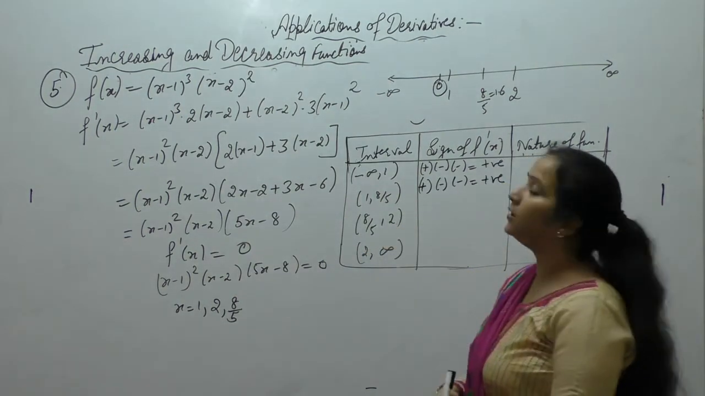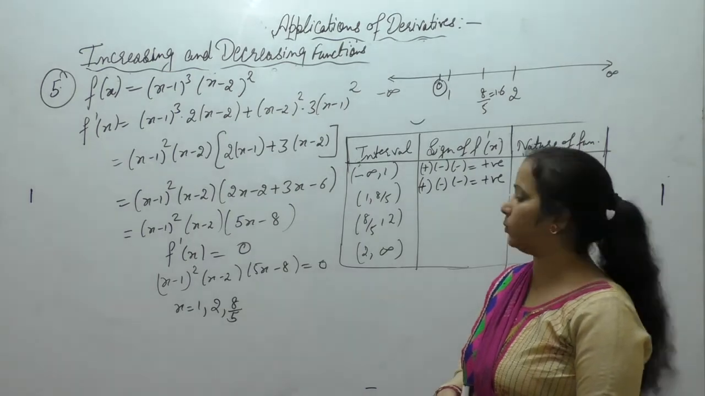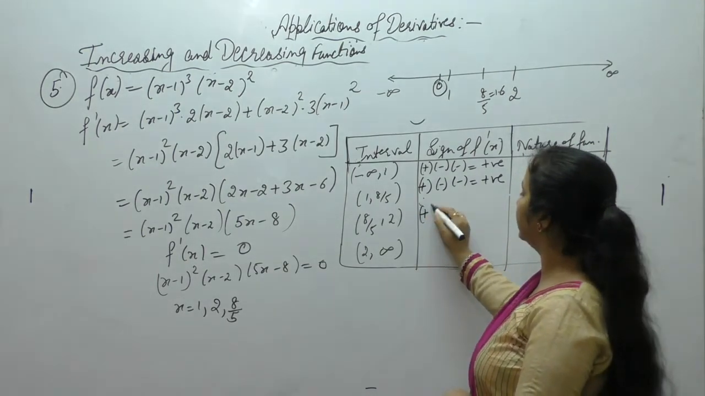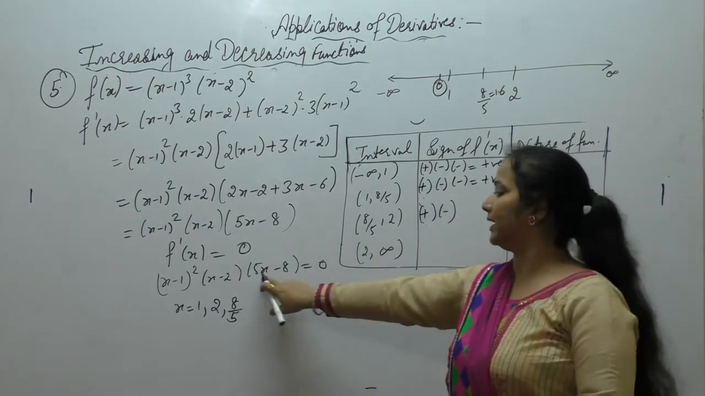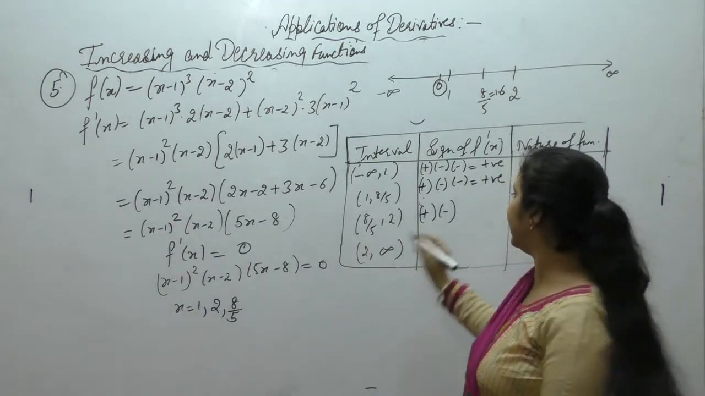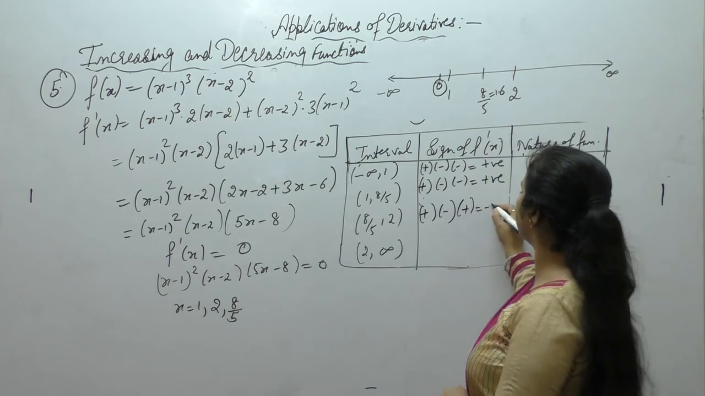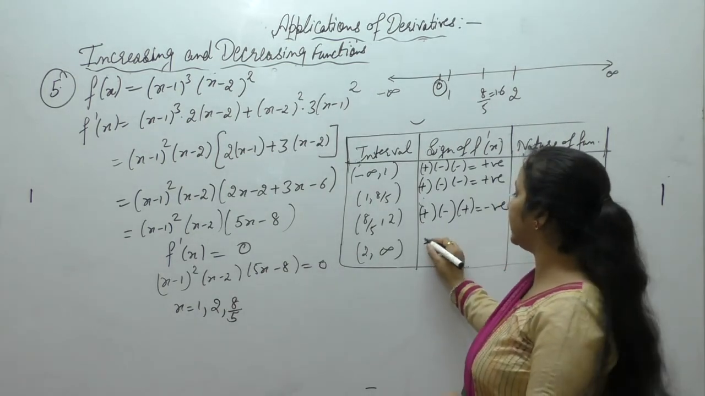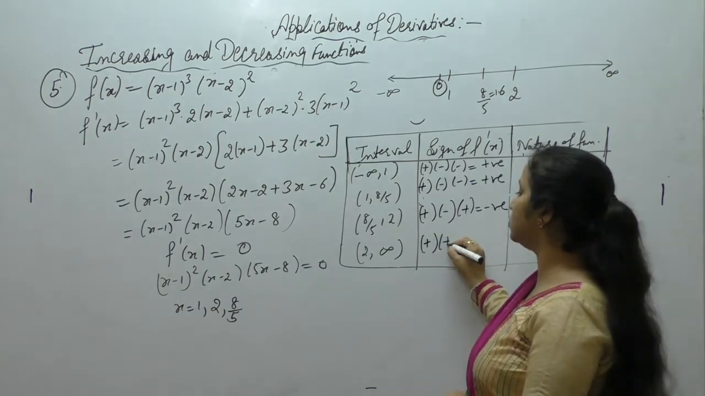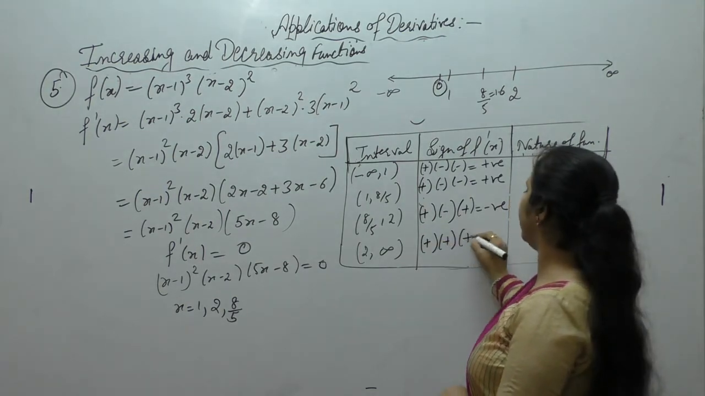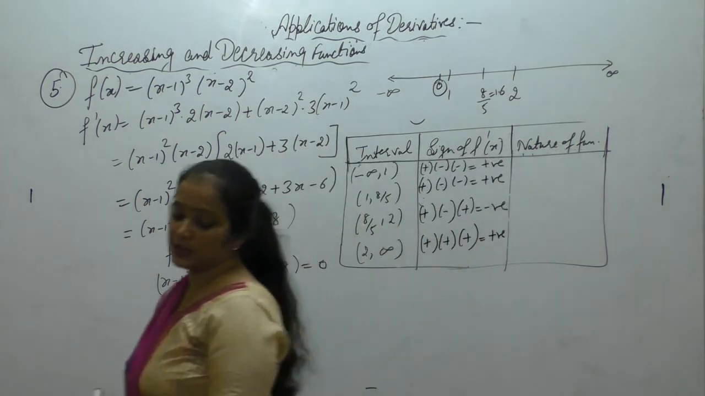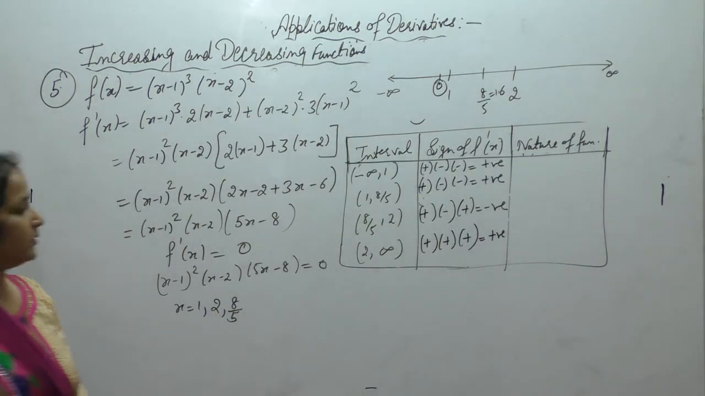1.6 to 2, let the number be 1.8. Whole square positive. 1.8 minus 2, 18 into 5, 90. So 9 minus 8 will be positive. 2 to infinity, let the number be 4. Whole square positive. 4 minus 2, 5 into 4, 20 minus 8. So positive. So what did we get?